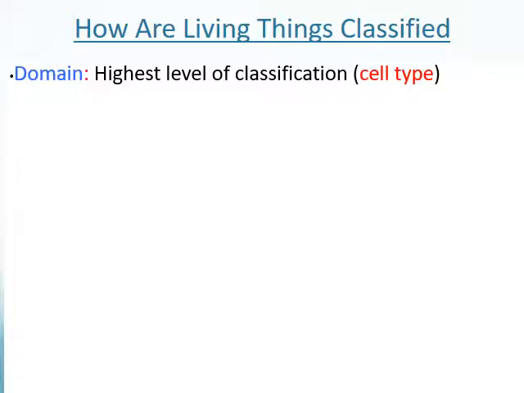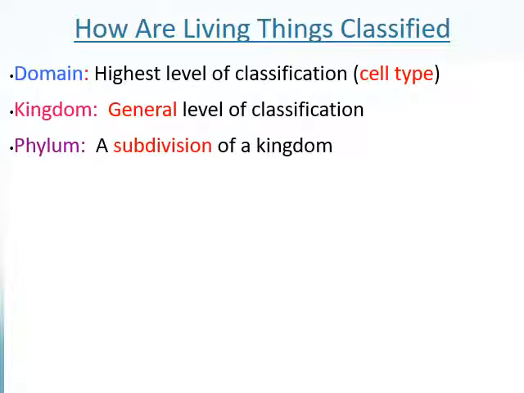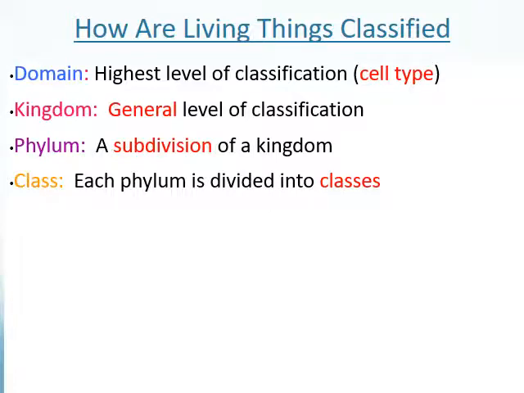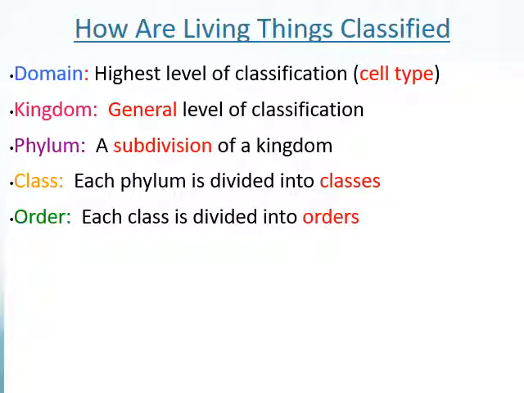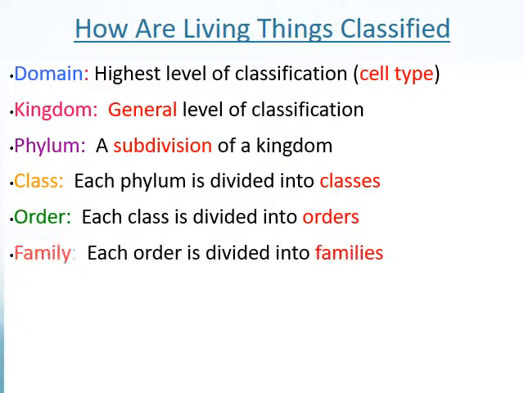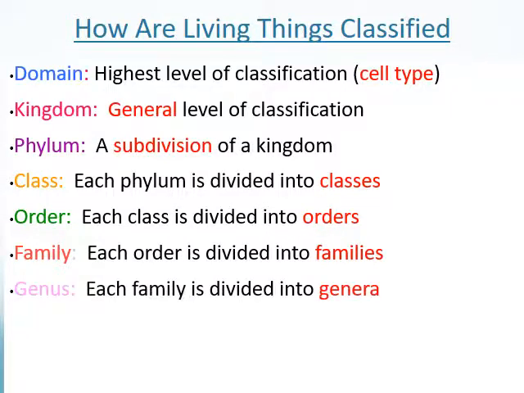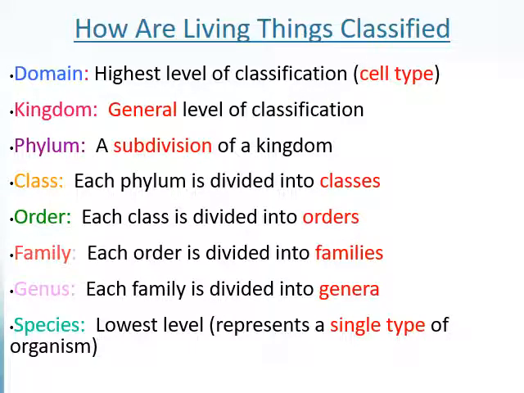All right, so moving on, let's discuss how we classify these organisms, with domain being the highest level of classification based on cell type. Then we have kingdom, the general level. Phylum is a subdivision of kingdom. Each phylum is divided into classes. Each class is divided into orders. We have orders that are divided into families, and families divided into genera, or the genus, and then the species is our very lowest level, and it represents 1 single organism.